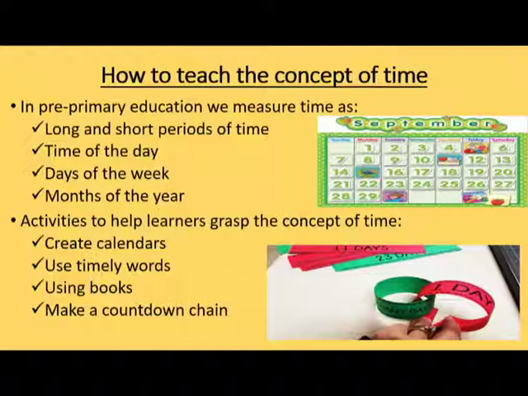We also can make a countdown chain. There's an example of a countdown chain. And as every day passes, we get rid of one of the links of the chain so that they see it's almost Friday. Day 1 was Monday, day 5 is Friday, and so they will get the concept of time.